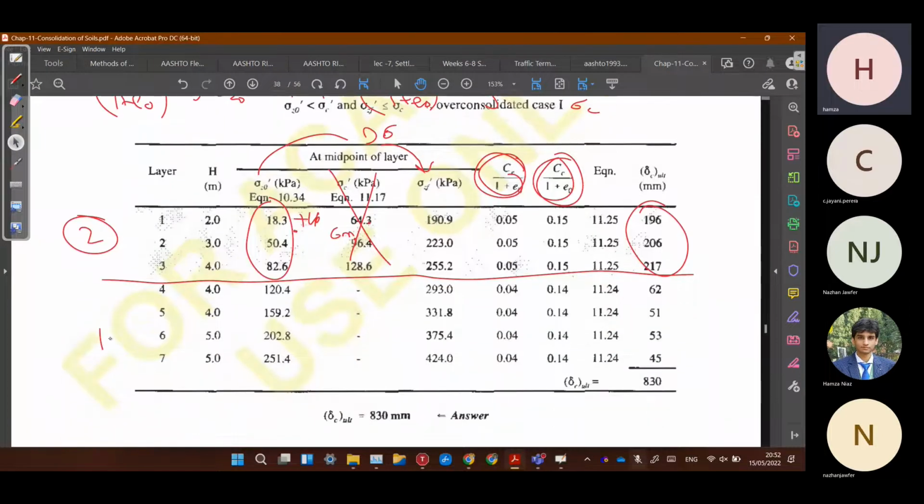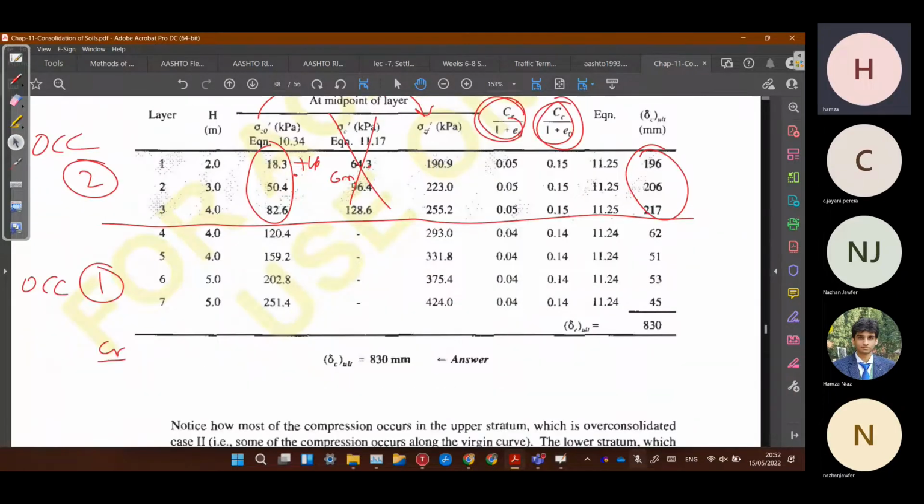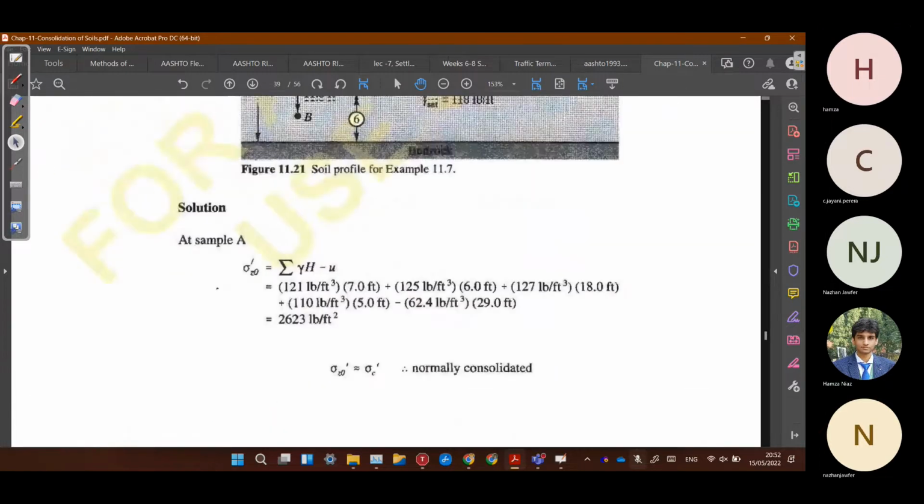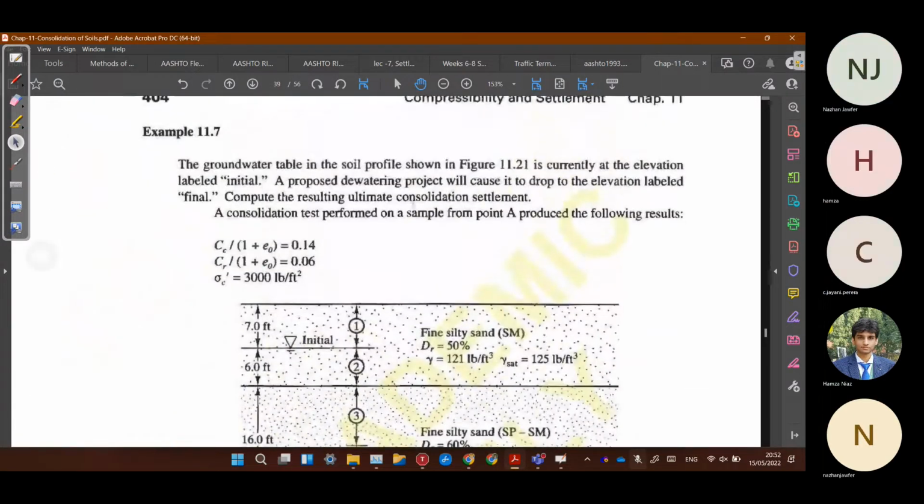Similarly, this was OCC case 1, and this was OCC case 2. In OCC case 1, the only difference is h times cr over 1 plus e naught times log of sigma zf over sigma z naught. We only multiply by the cr values. So there is no need to calculate these other values, they are not required. Multiply them, get the total settlement. Any issue in this?